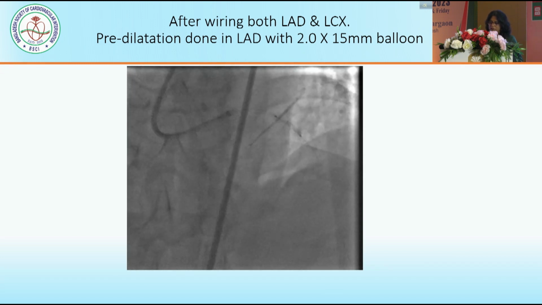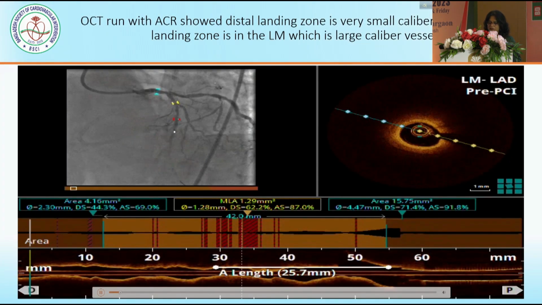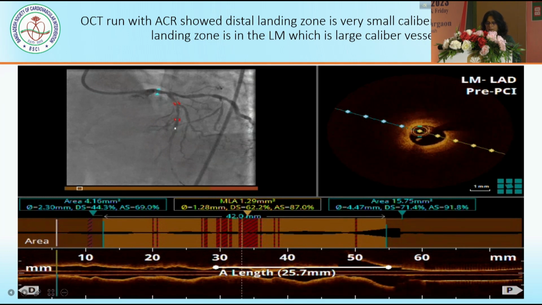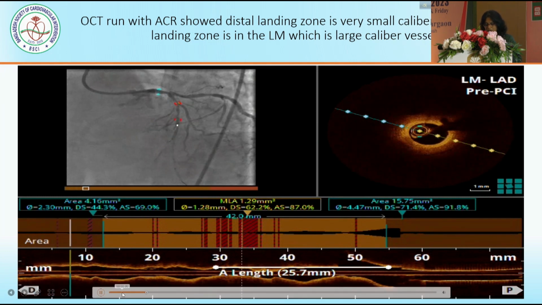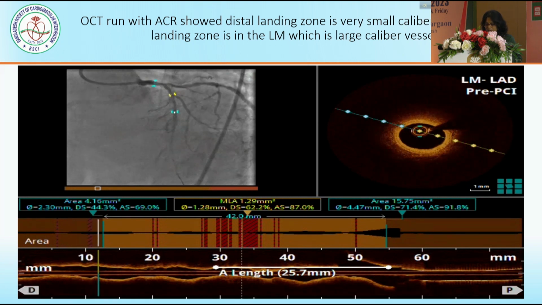LAD was pre-dilated with a 2.0 by 15 millimeter non-compliant balloon. And then we decided to do an OCT run with an ACR. You can see that the landing zone is very small distally, at 4.16 millimeters square.